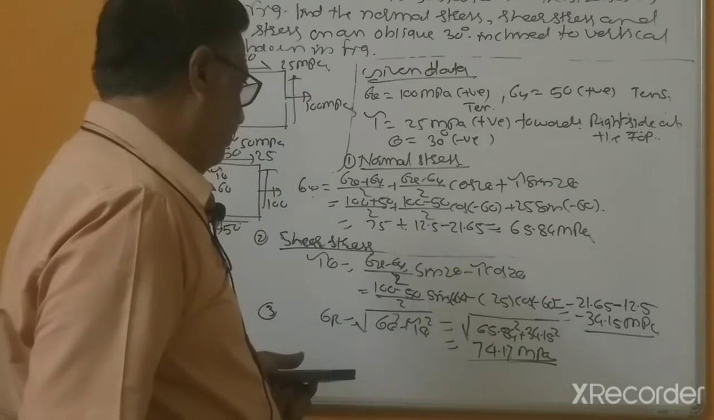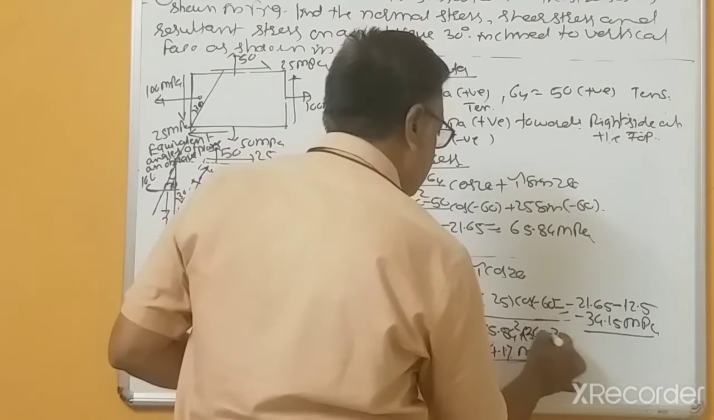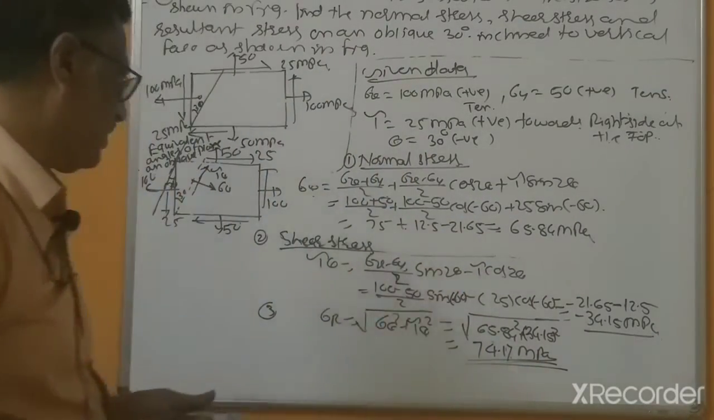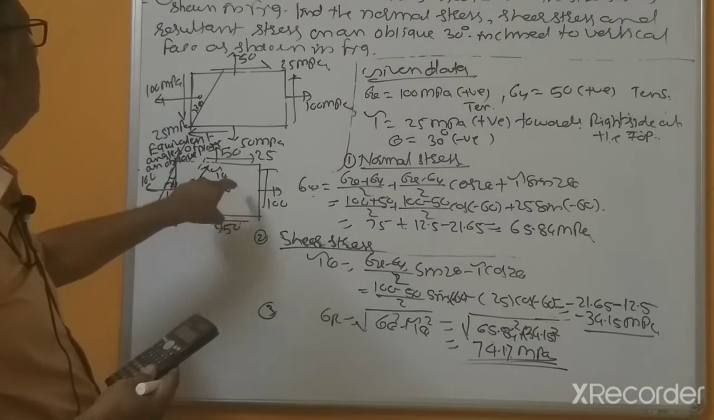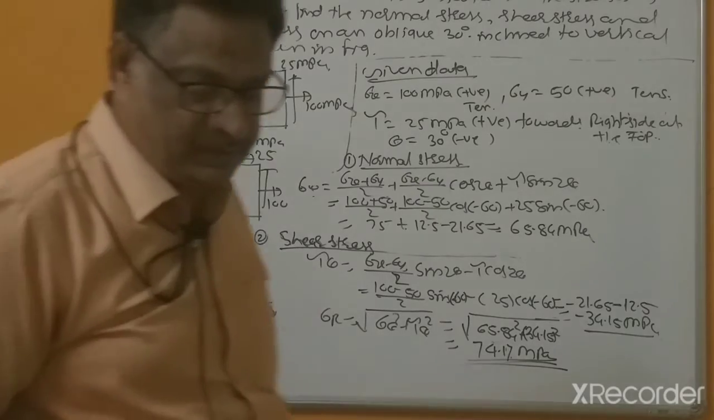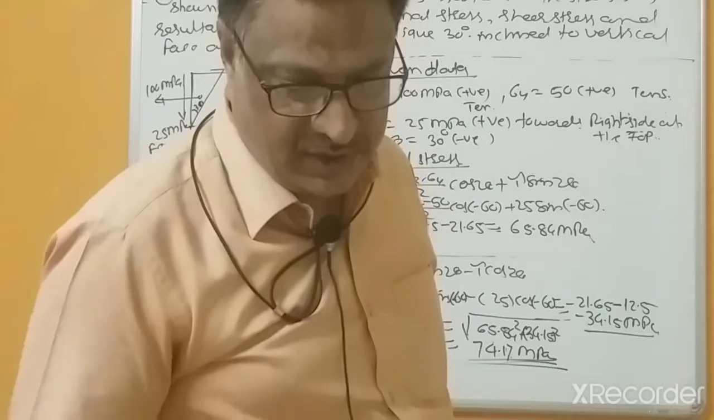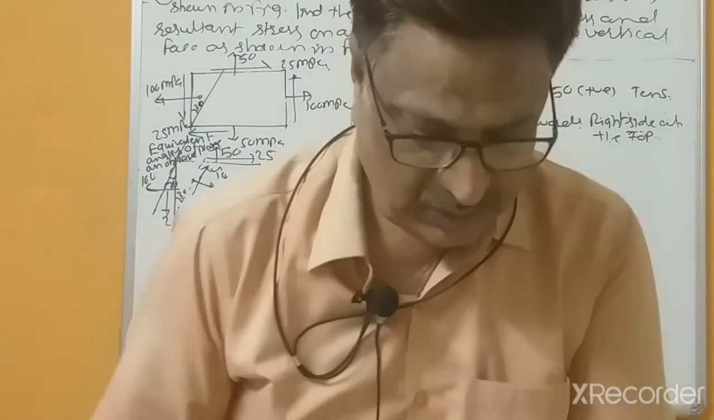Now 65.84 squared and 31.15 squared remain the same. The resultant stress is equal to the same value, so only the sign changes. This tau theta is towards upwards, whereas in the previous case it was downwards.